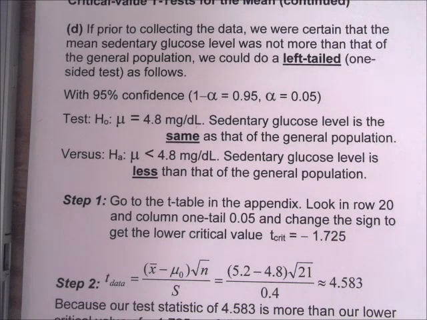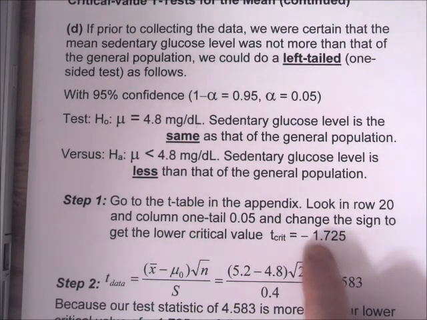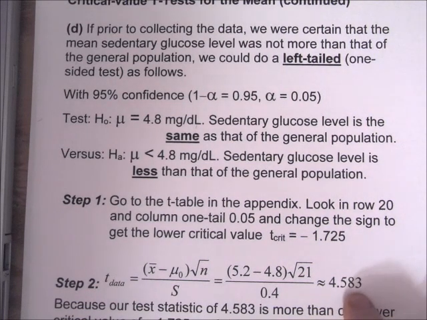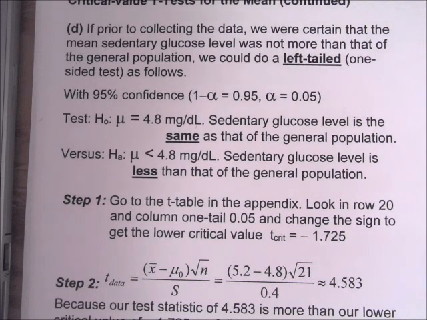So in this case, since we use the left tail, our critical value is just the opposite sign. It would be negative 1.725, and our test statistic is 4.583. And because it's more than our lower critical value, we fail to reject H0.